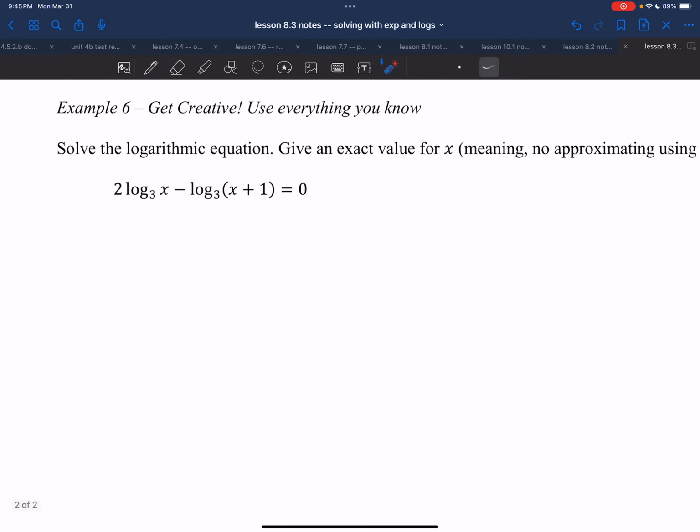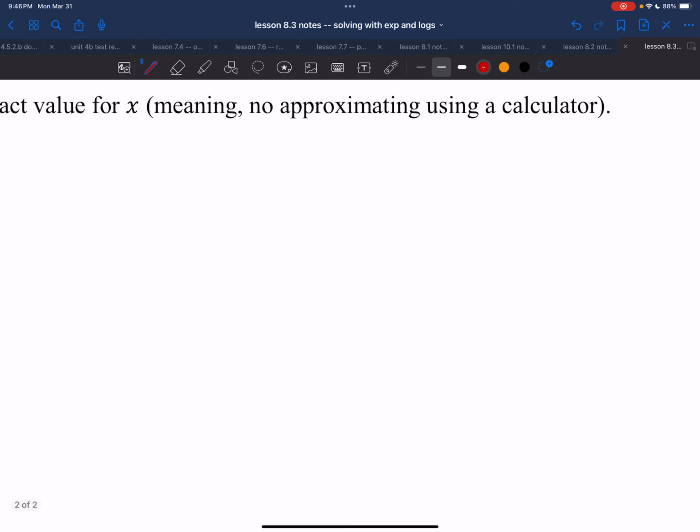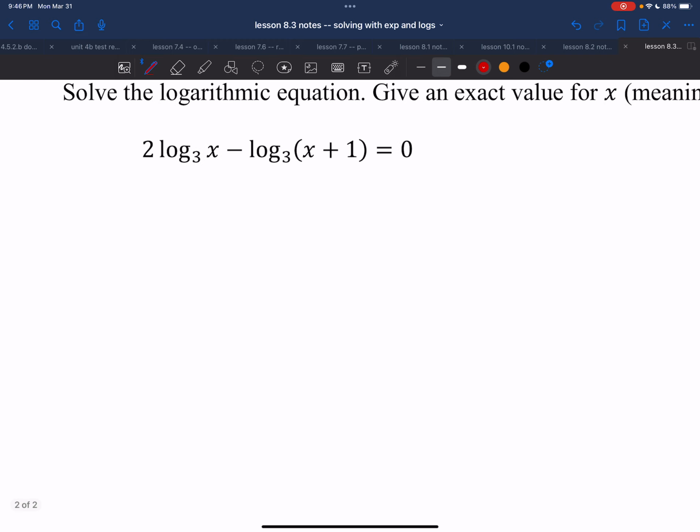Okay, last example for the video. This is just getting creative using things you know, like stuff from the past, putting all your skills together. It says solve the logarithmic equation and give an exact value for x. Exact value means no approximating using a calculator. We'll show you that in a second.